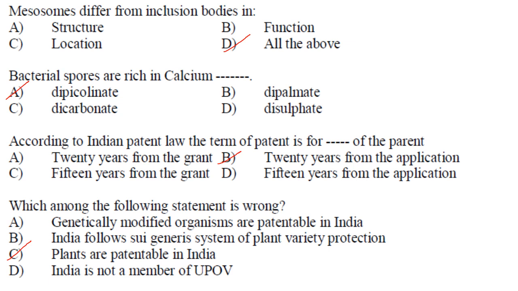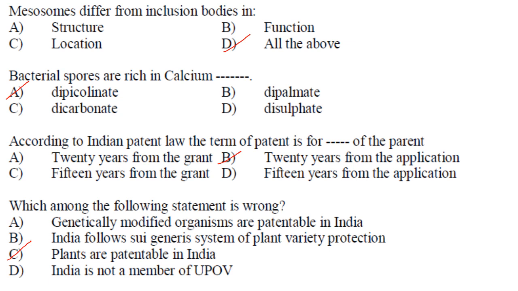Mesosomes differ from inclusion bodies in. So they differ from inclusion bodies in their structure, function, location. Answer is all of the above. Then next one. Bacterial spores are rich in calcium dipicolinate. Answer is option A. According to Indian patent law, the term of a patent is for. So it is for 20 years from the application of the patent. Answer is B.